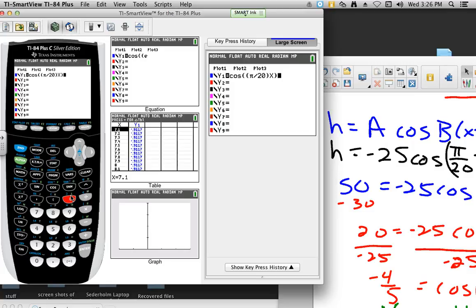And when we write it, because they wanted to talk about it in terms of time, t would be a better variable. So we've got the cosine of pi over 20 times x in there, and then we need the negative 4/5.